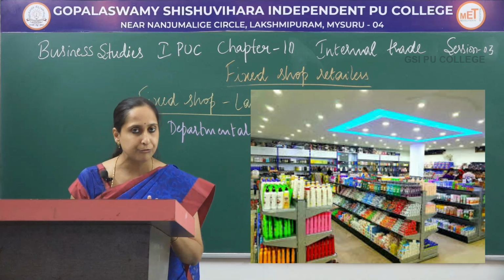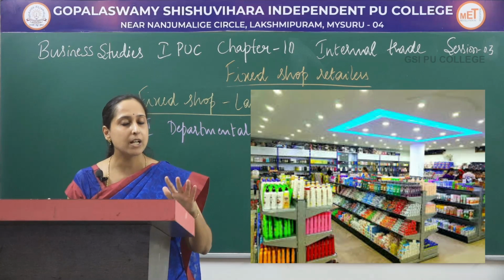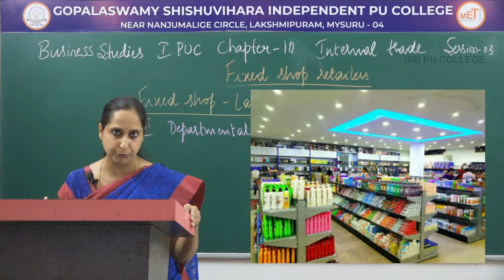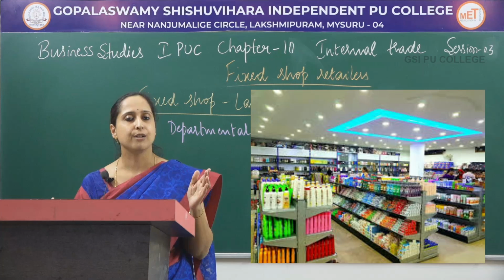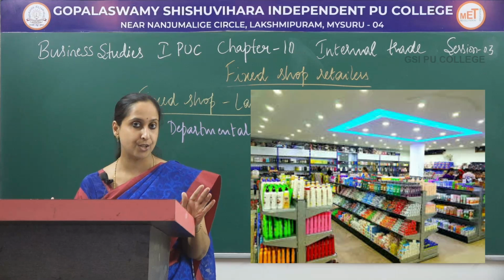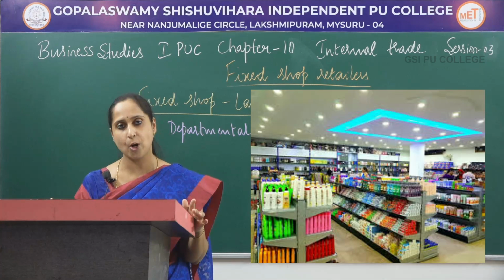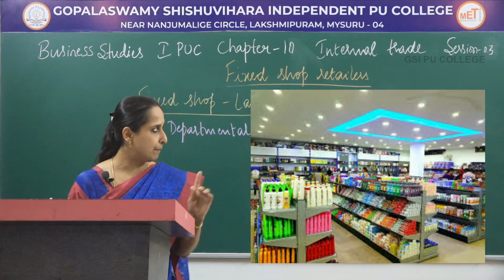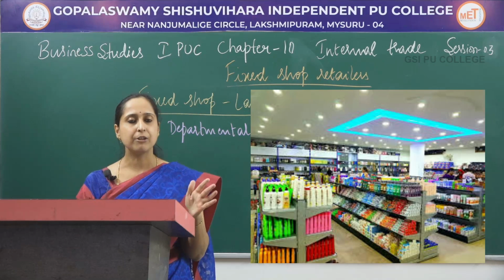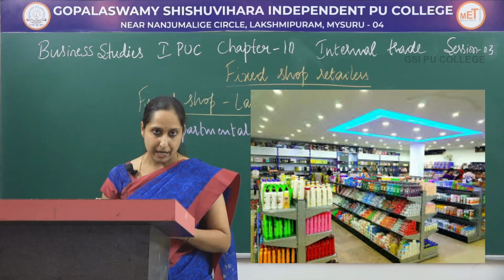A departmental store is a very large establishment where you can find all kinds of products under the same roof, whether it is toiletries, medicine, furniture, groceries, electronics, or clothing. A customer can find all these kinds of products in one place, that is, a departmental store. And for each type of product, they have a separate department.